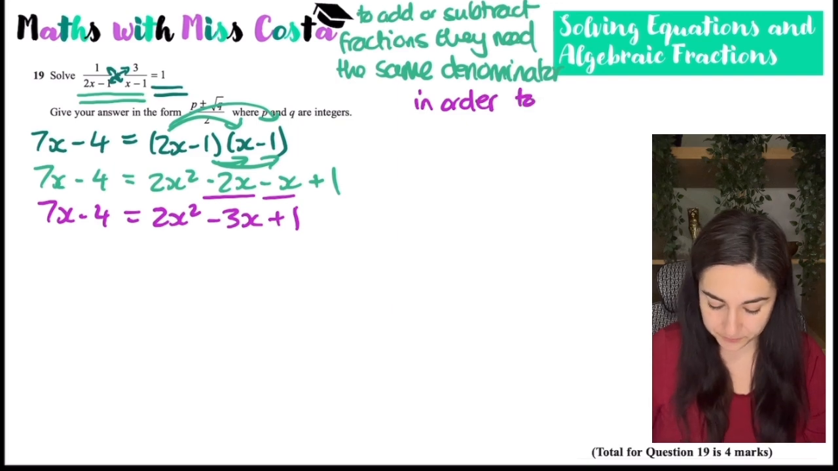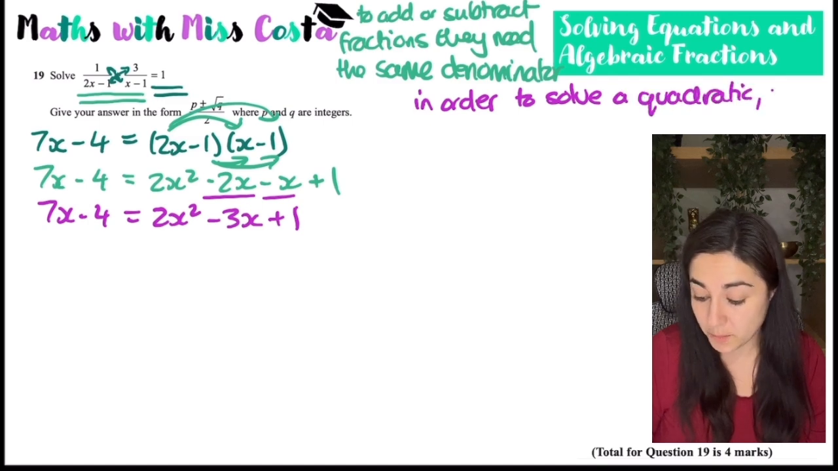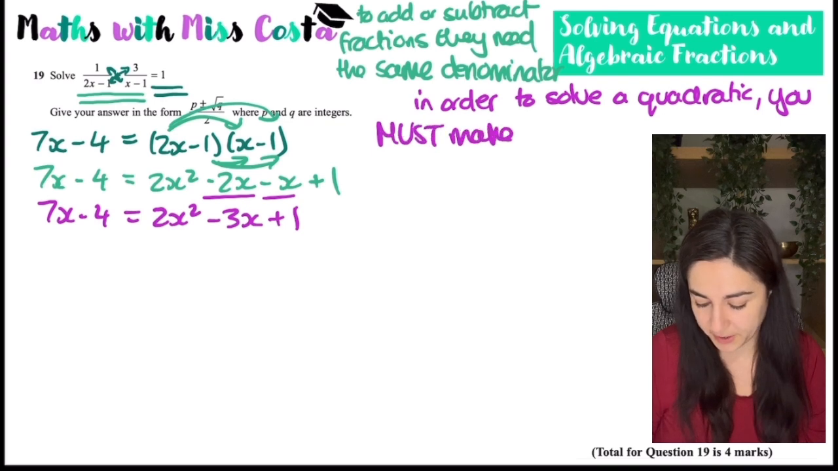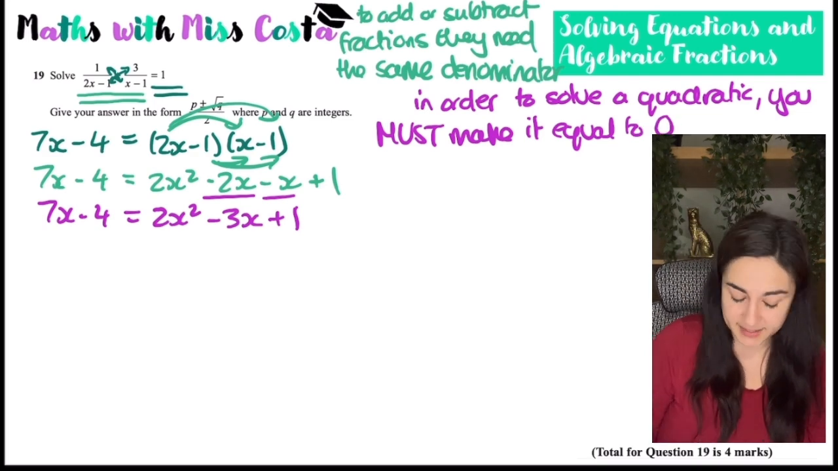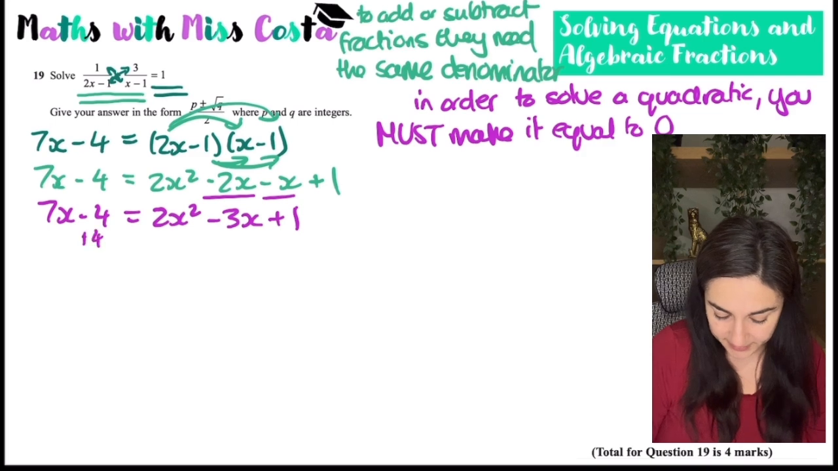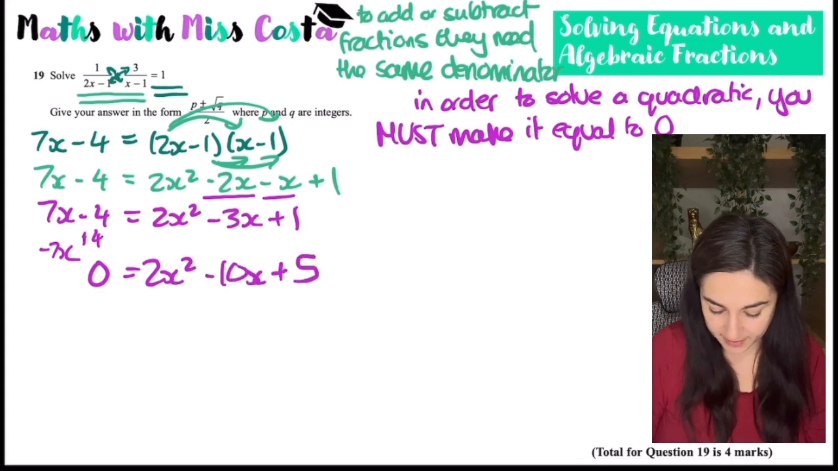to solve a quadratic, you must make it equal to 0. Okay, so in order to solve the quadratic, it needs to be equal to 0. So let's manipulate it so one of the sides is 0. So let's add 4 to both sides and then subtract 7x. So 0 would be 2x squared minus 10x plus 5.